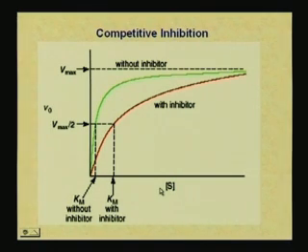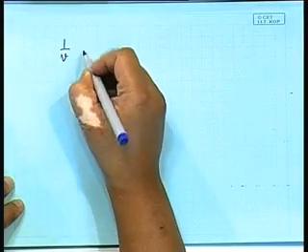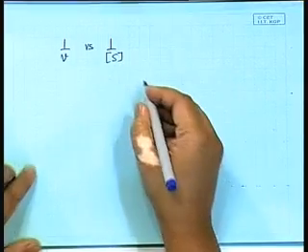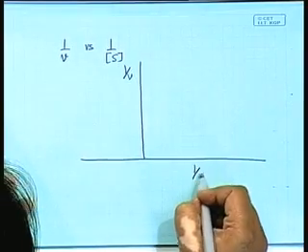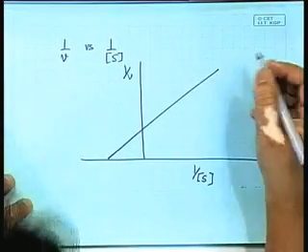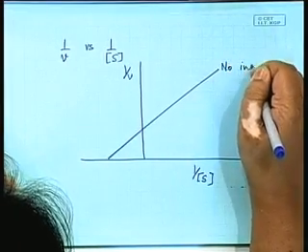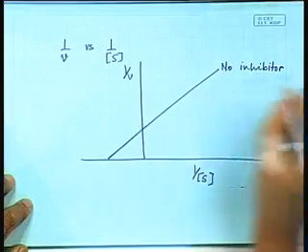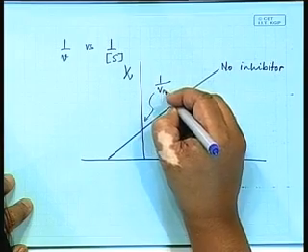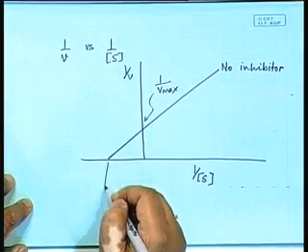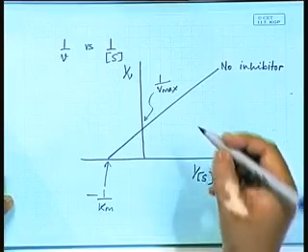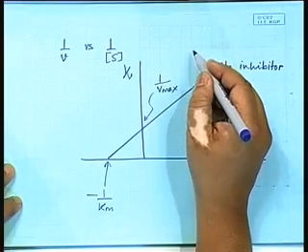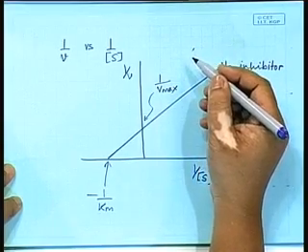Let's work on that now. So, I have now 1 by V versus 1 by S. What is this? No inhibitor. What is my y-intercept? 1 by Vmax. What is this? Minus 1 by Km. Now tell me, slope will? But the Vmax is the same. The slope increases, but the Vmax is the same.